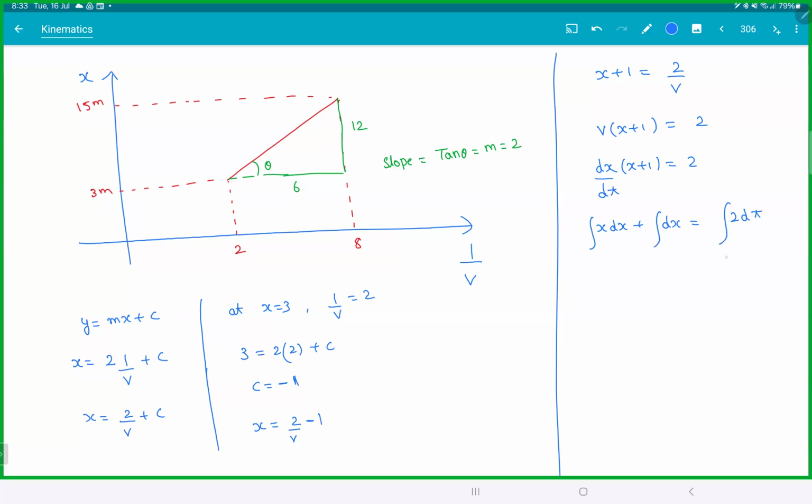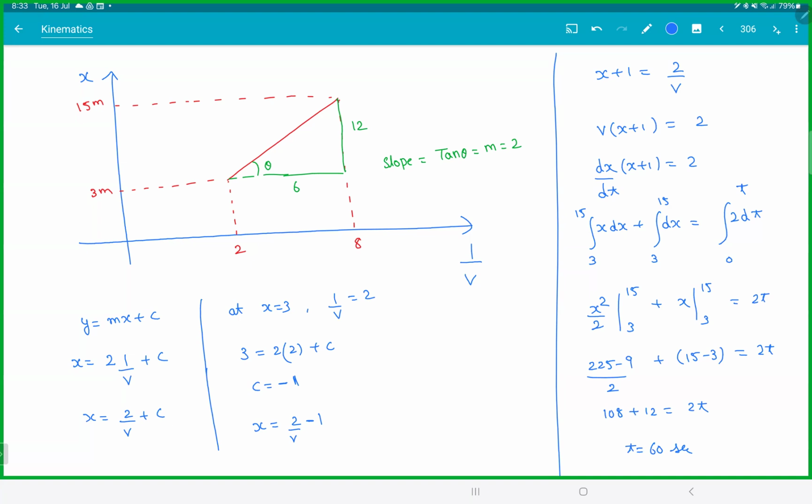Integrate on both sides. Limits will go from 0 to time. Here limits will go from 3 to 15 because you're going from 3 to 15. This should be x square by 2 with limits 3 to 15 plus x from 3 to 15 is equal to 2t. This is 225 minus 9 by 2 plus 15 minus 3 is 2t. This is 216 by 2, that's 108 plus 12 is 2t. 60 seconds, people.